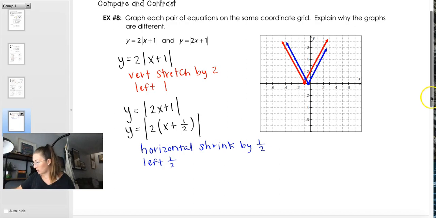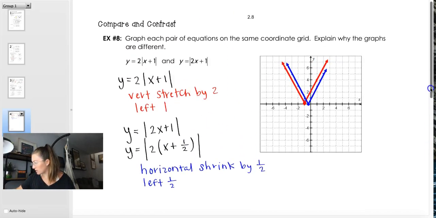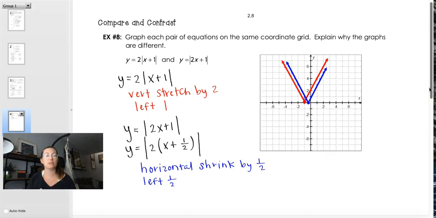All right, and I think that's all for this page. Yes, it is. Okay, so that was notes 2.8. I hope you guys have a great rest of your day.